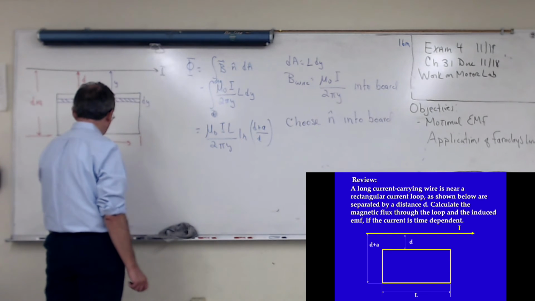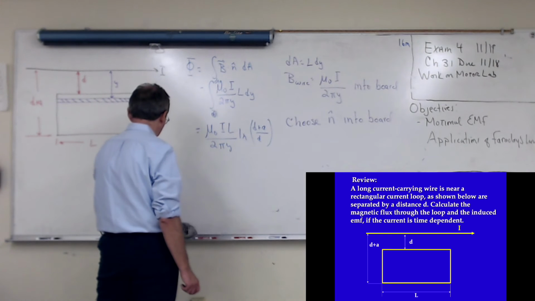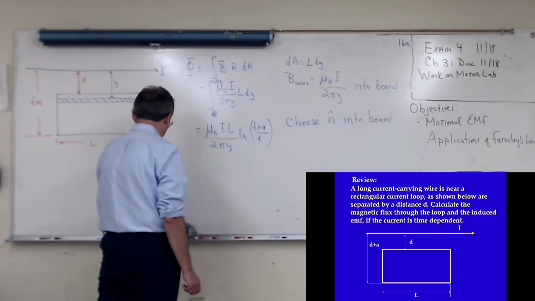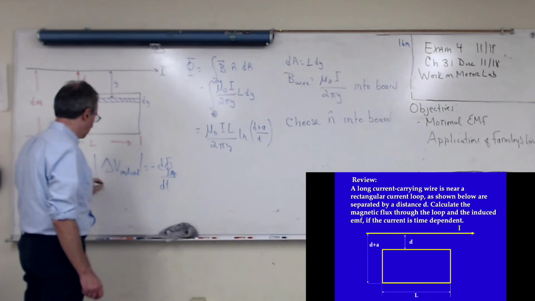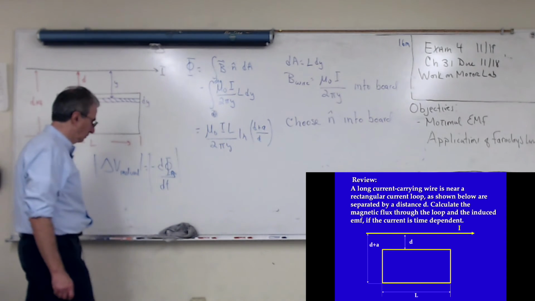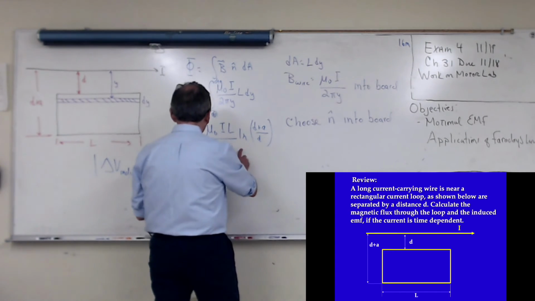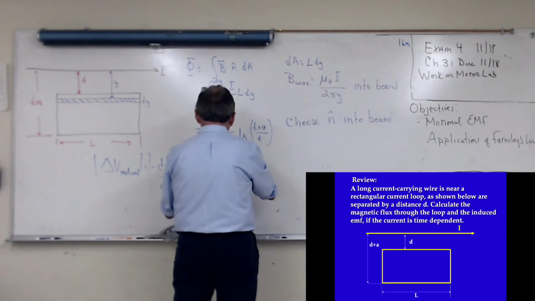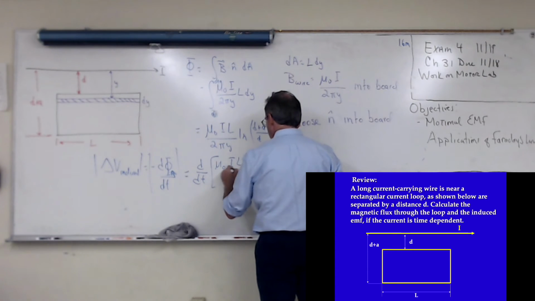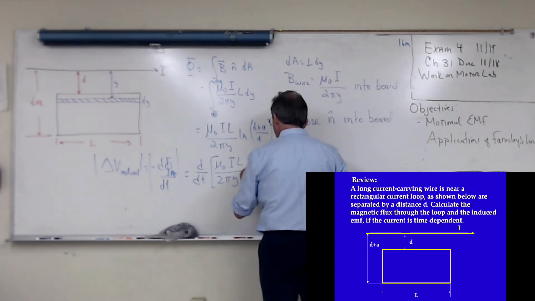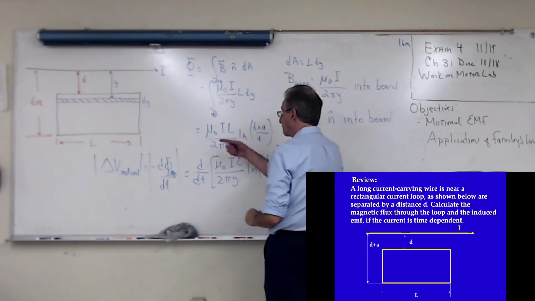Now, the induced EMF is minus d phi B dt. I just want the absolute value of this thing. I don't care about the signs for now. The minus sign is just going to give me the direction of the current. And so I want to take the time derivative of this thing. The only thing that's going to change here is the current.